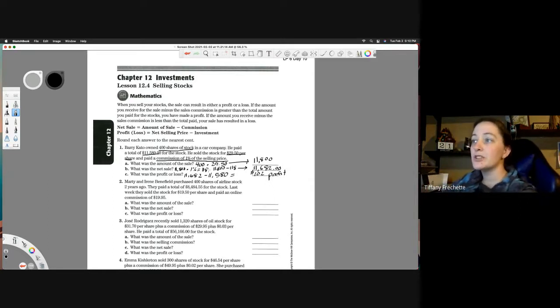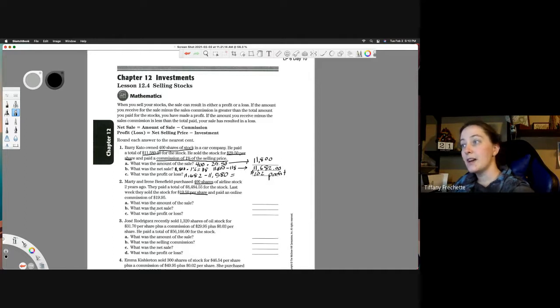We just have to pay attention to the different pieces here, and they're breaking it down kind of nicely for us. So for each one, what was the amount of the sale? So, on this one, we have 400 shares. I can see that. They sold the stock for $19 per share. So I can already see the 2 pieces I need for this next part here.